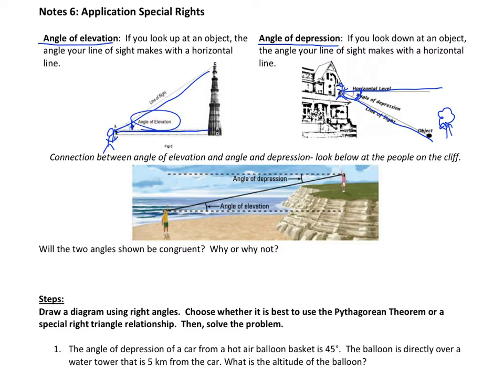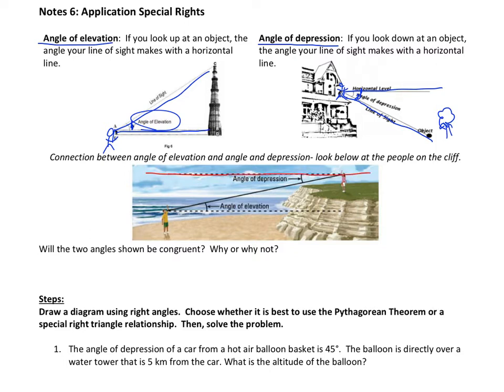Now something I want you to look at for this next picture, if someone's standing down at the bottom of a cliff, someone's standing at the top, and they're looking at each other, you can see the angle of depression is how much this top person has to look down from looking straight out. The angle of elevation is how much this person has to turn their eyes upward to see the person up above. But I want you to notice something.